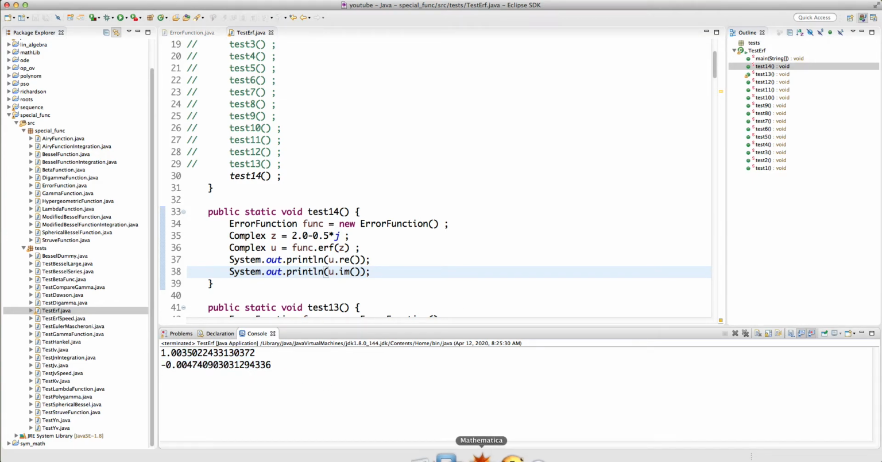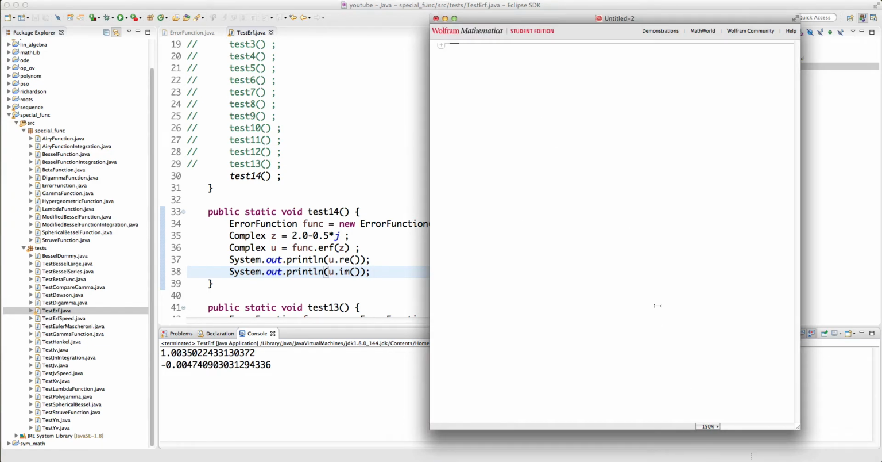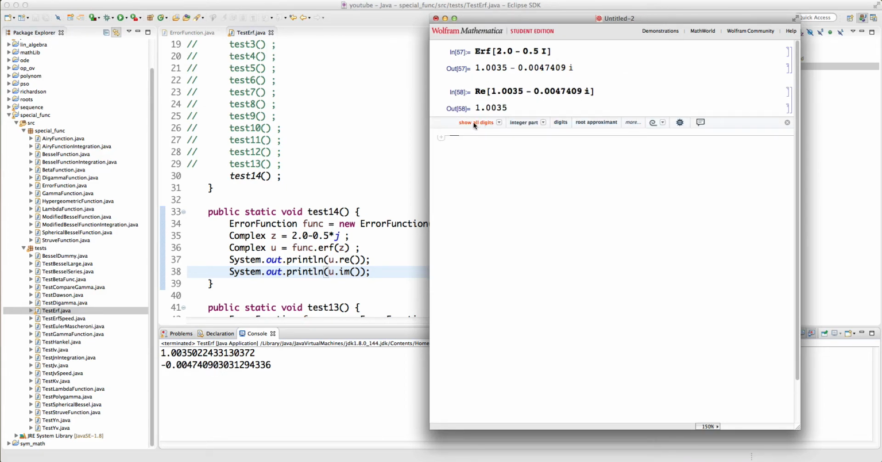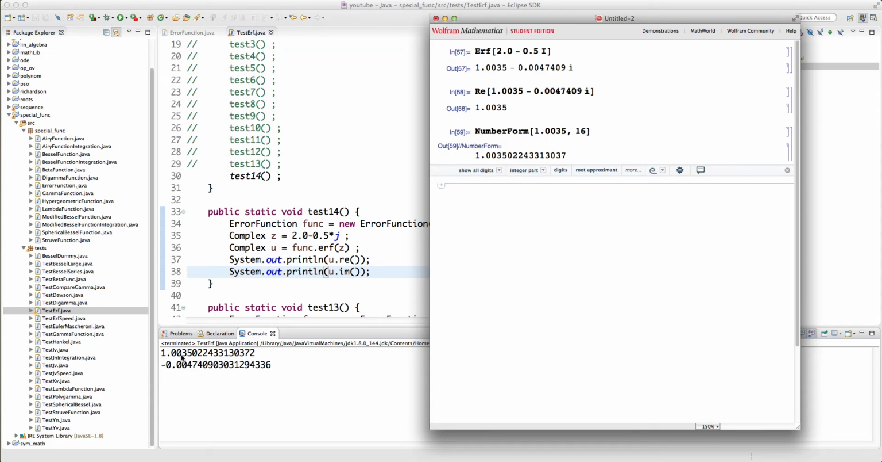Let's fire up our Mathematica. So error function of 2 minus 0.5i gives 1.0035 minus 0.004749. So it seems we have good accuracy. Let's look at the real part, full digits: 1.003502243313037. So as you can see, we get a perfect match, right?